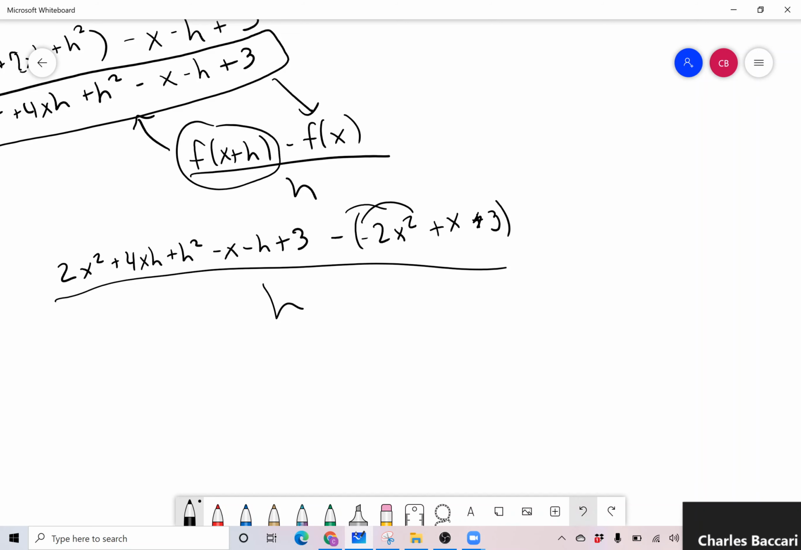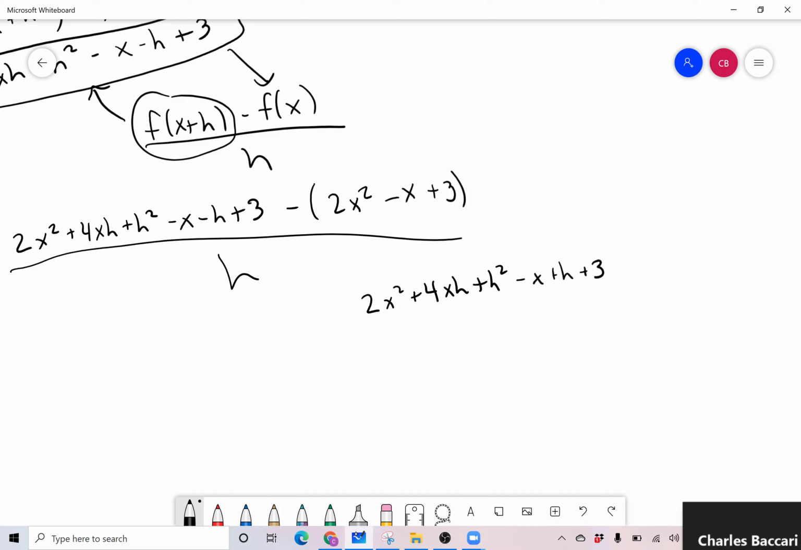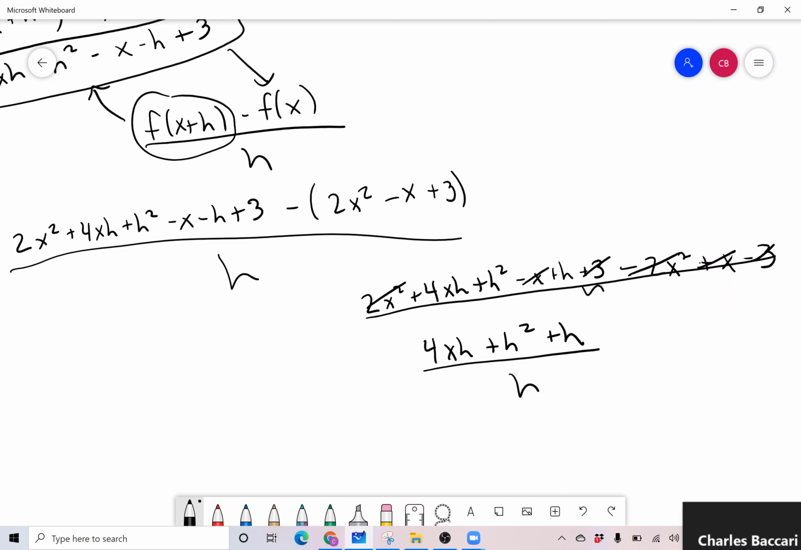Let me just write that out for you guys. Sorry, I guess I'm being kind of lazy. So I'm going to rewrite the whole line. 2x squared plus 4xh plus 2h squared minus x minus h plus 3, minus 2x squared plus x minus 3. Cancel. Positive, negative, negative, negative. 4xh plus 2h squared minus h all over h. So this is 4x plus 2h minus 1. And that is your difference quotient.